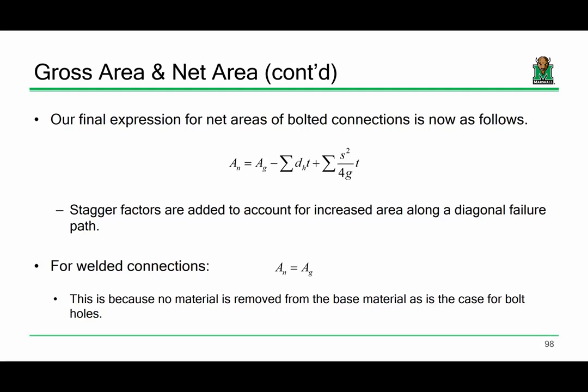So we have gross area and net area, and I think after last time, you have a pretty good general idea of what's going on with net area. In general, it's the gross area minus the area lost due to bolt holes. Again, the diameter of the hole times the thickness, not pi d squared over 4. But then we add any necessary stagger factors. Okay, so that's for bolted connections. For welded connections, net area equals the gross area.